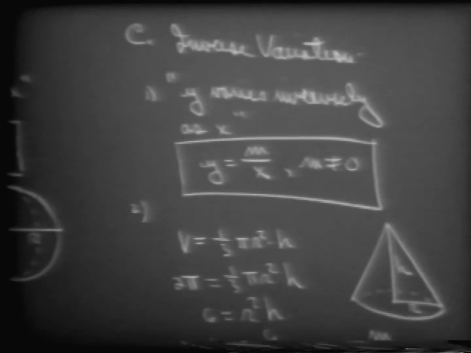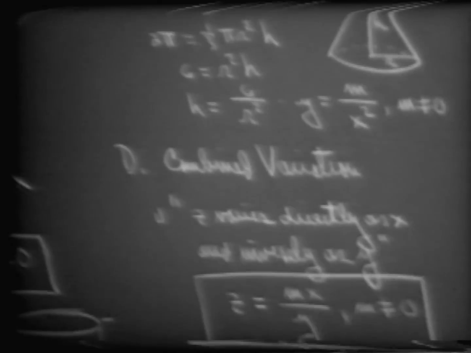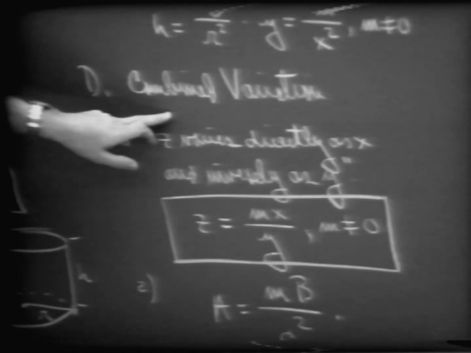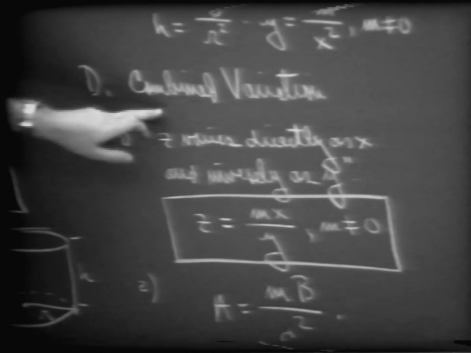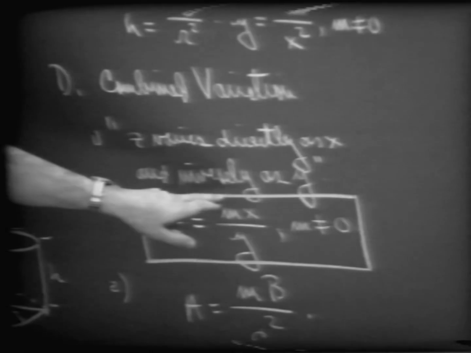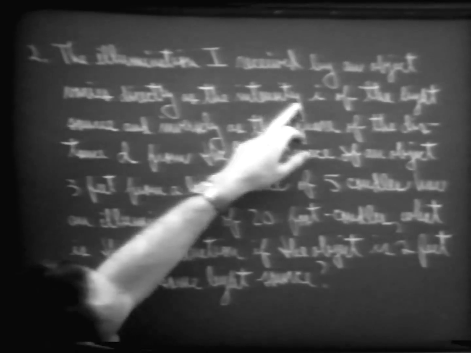So let's come back here to our four types of variation in which we have a direct variation or joint or inverse or combined. Now, of these four, what are we talking about here, Steve? Combined. It's a combined variation, which Z varies directly as X and inversely as Y. Is that right? Now let's come back to our problem here. And here we have our variables of I and little I and D. So the illumination I varies, what then are we told?